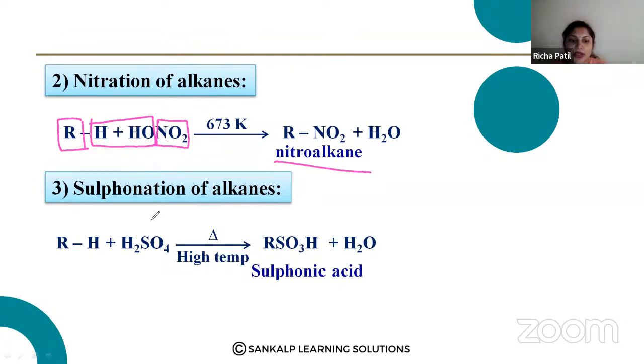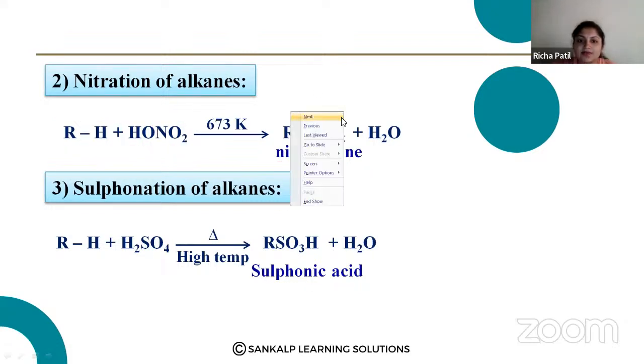Then next is sulfonation: alkanes plus H2SO4. When you supply a high temperature, you get RSO3H, which is nothing but your sulfonic acid. So this is sulfonation of alkane, your third chemical property. So nitration of alkanes: when alkanes react with nitric acid at 673 Kelvin, they yield nitroalkane plus a water molecule. Sulfonation of alkanes: when alkanes react with sulfuric acid at high temperature, they yield sulfonic acid. So these are the chemical properties.